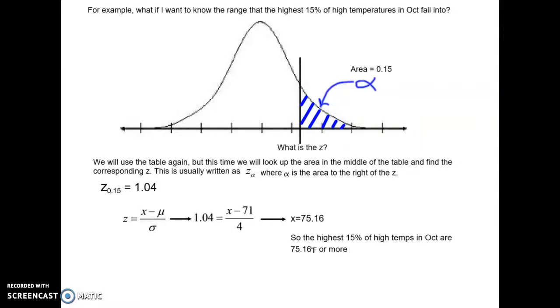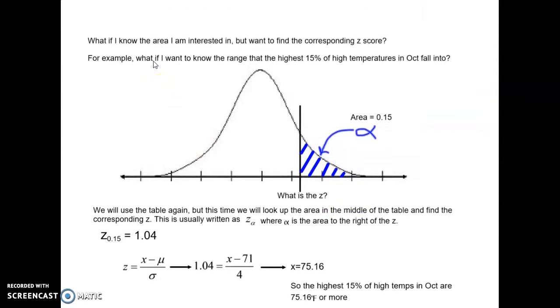Hello everybody. In this video we are going to cover how to find an x value given a particular area or percentage given in the problem. So we're looking back at the chapter 8 notes from Blackboard, and if you look at the top it actually says chapter 7, but in our book it's chapter 8. So this is chapter 8 book notes.